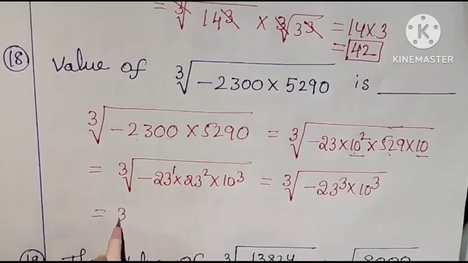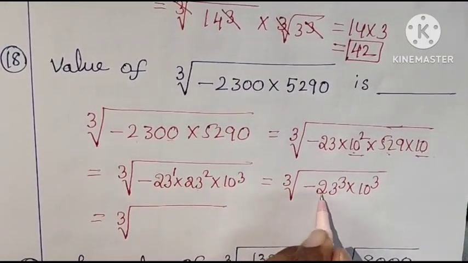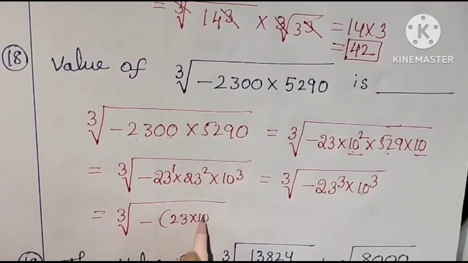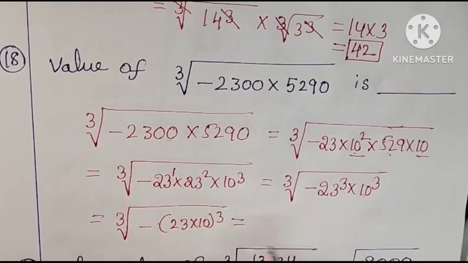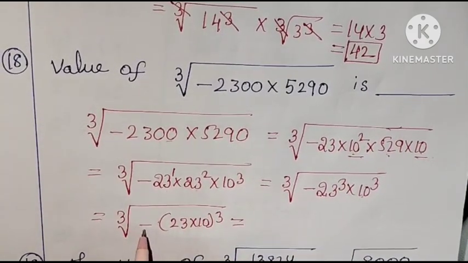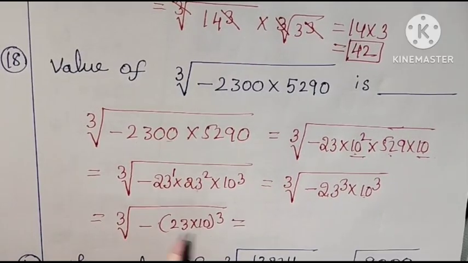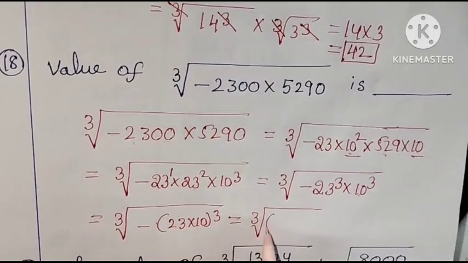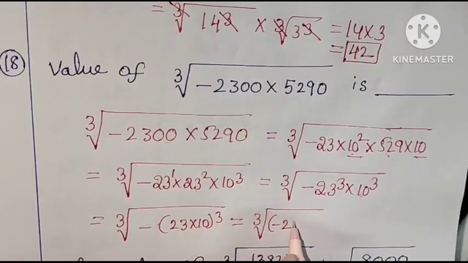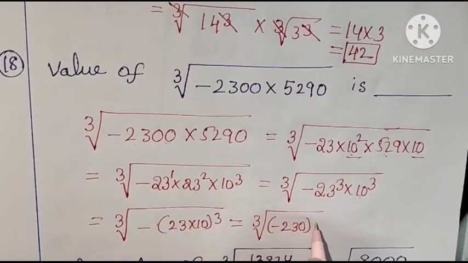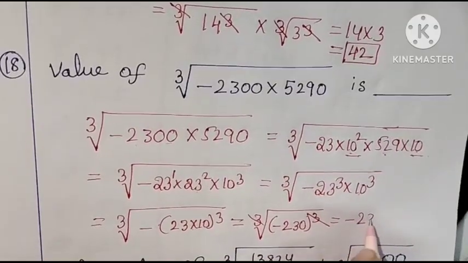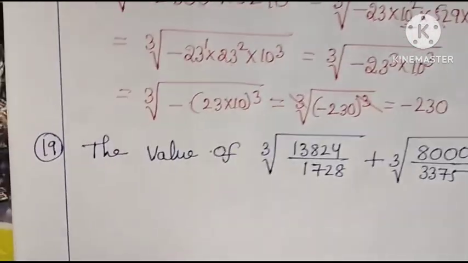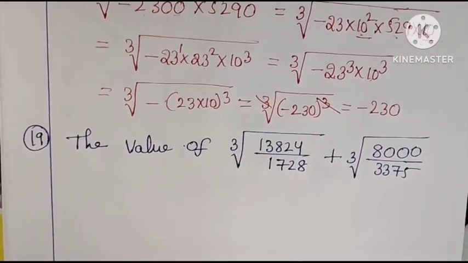Now cube root of minus 23 cube into 10 cube. So we can write it as minus 23 into 10 whole cube. We all know that a negative integer raised to an odd power is always negative. So cube root of minus 23 into 10, that is 230 whole cube. Cube root cancels, we get minus 230. So the answer is minus 230. Let us move on to the next question.